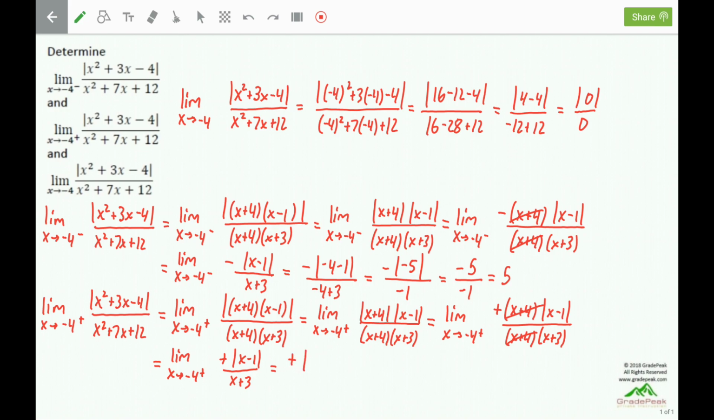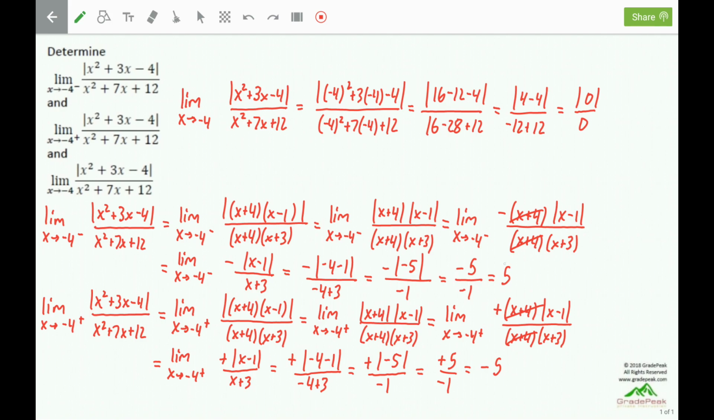So we have the positive absolute value, plugging the negative 4 into the remaining x's now that we no longer have the 0 over 0 indeterminate form. We will have the positive absolute value of minus 4 minus 1, which is negative 5, over negative 4 plus 3 is a negative 1. And the absolute value of negative 5 is positive 5. It will have a positive with it over negative 1. A positive over a negative will become a negative, and 5 over 1 is a 5. And there's the result of the right-sided limit.